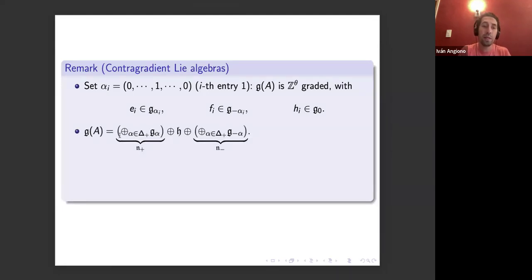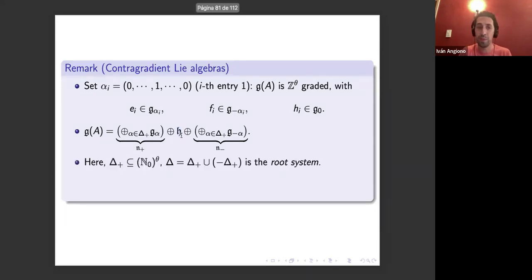So the positive part contains all the things with positive degrees. The negative part with all the coordinates negative, and you have the 0, which is the H. And I put here delta plus, which is the set of positive roots. Essentially, what I keep here are all the degrees with non-trivial components, which are the ones that are important for me. And here, the negative ones, which we can check that they are minus the other because it is the dual. So you have what is called a root system.